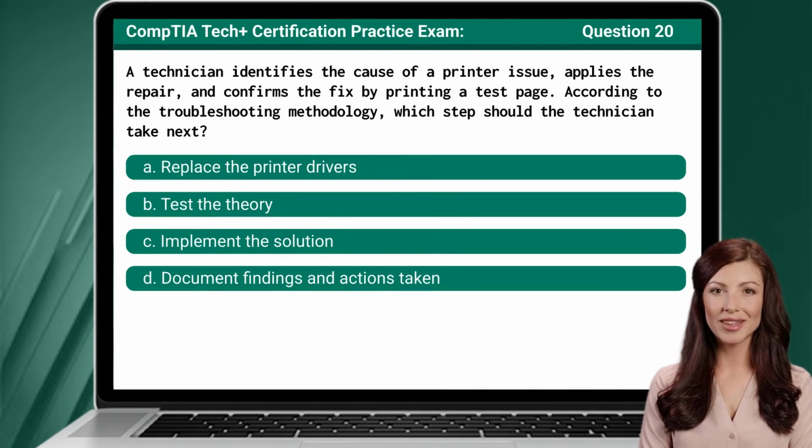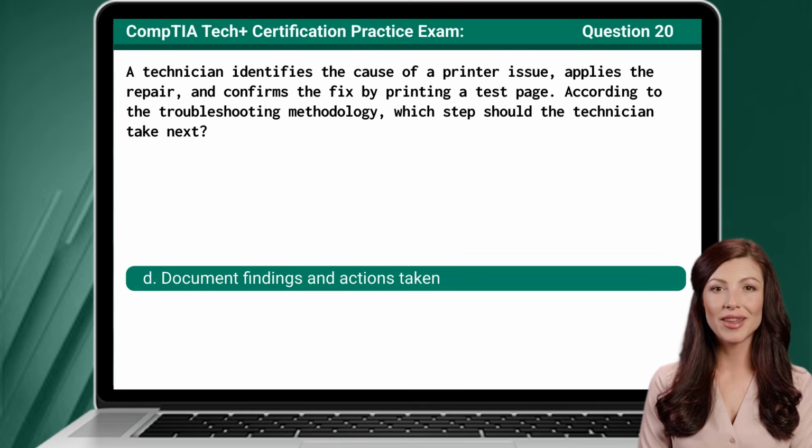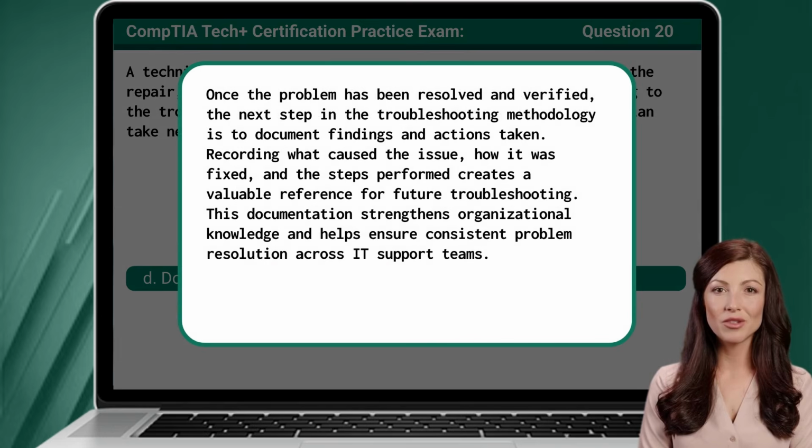Question 20. A technician identifies the cause of a printer issue, applies the repair, and confirms the fix by printing a test page. According to the troubleshooting methodology, which step should the technician take next? The answer is D. Document findings and actions taken. Once the problem has been resolved and verified, the next step in the troubleshooting methodology is to document findings and actions taken. Recording what caused the issue, how it was fixed, and the steps performed creates a valuable reference for future troubleshooting. This documentation strengthens organizational knowledge and helps ensure consistent problem resolution across IT support teams.